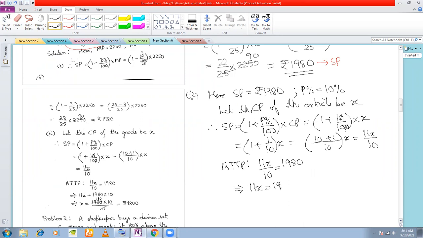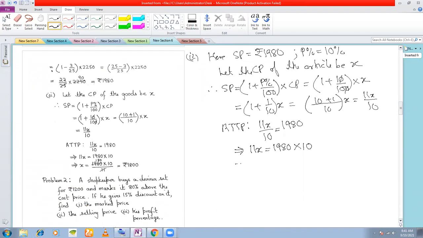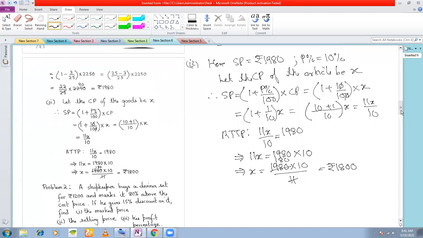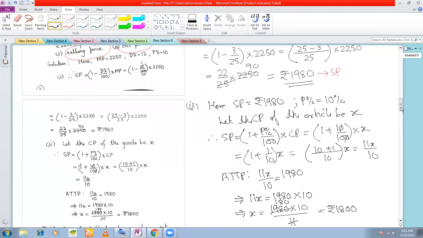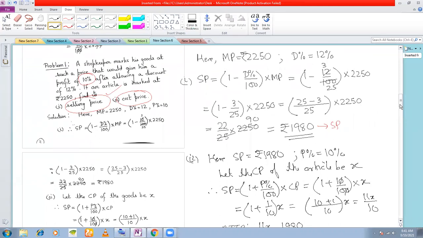11x is equal to 1980 into 10. That means X is equal to 1980 into 10 divided by 11, which now you can cancel 180 times to get 1800 as your cost price. Any question? No, sir. So this problem, if you see, is a mixture of profit percentage, cost price, discounts.